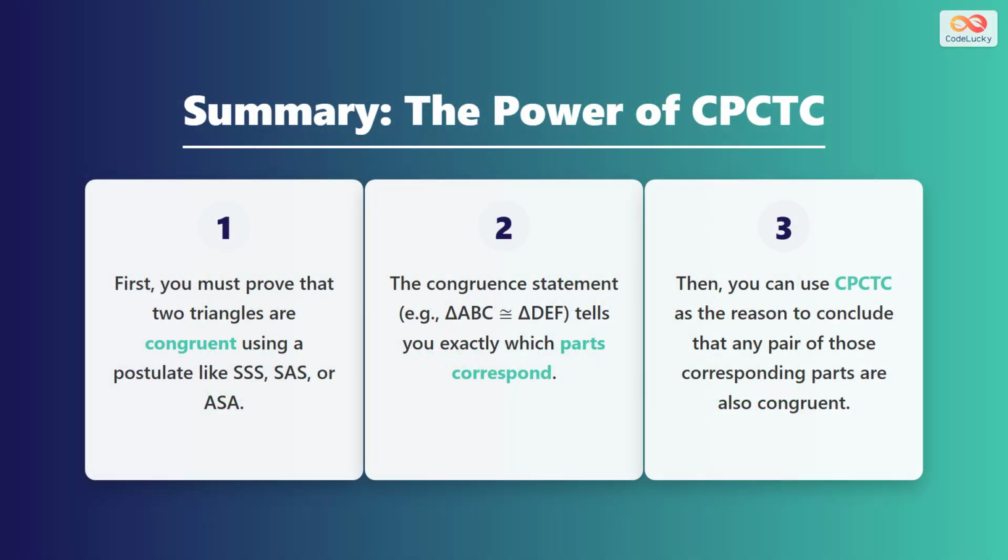To recap, the process is straightforward. First, you must prove that two triangles are congruent using one of the main postulates, like side-side-side, side-angle-side, or angle-side-angle. Second, use the congruent statement to identify the corresponding parts. Finally, you can use CPCTC as your official reason to show that any of those corresponding parts are also congruent.